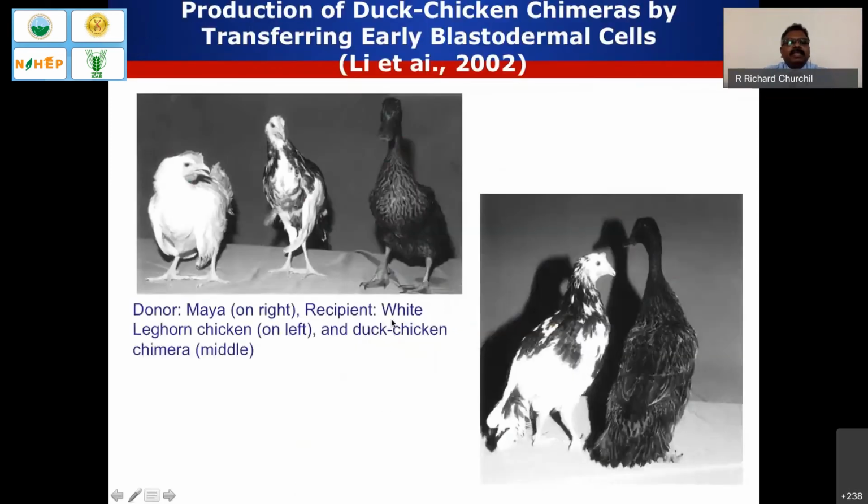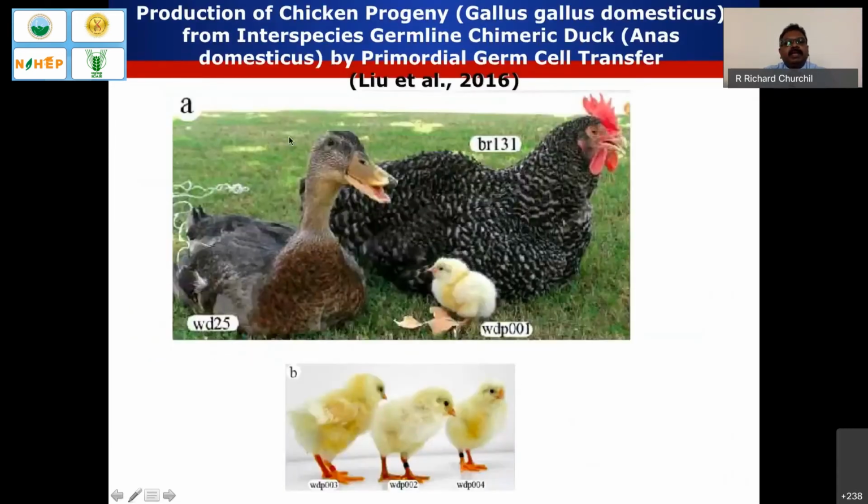So these are different examples of duck and chicken chimera. The middle one, again, is a chimera, a duck, which carries chicken cells also. When the sperm is inseminated into the females, it produces chicks.